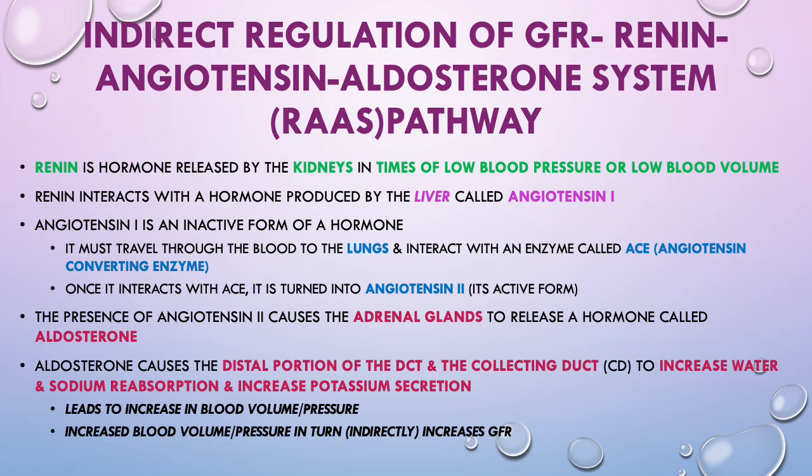Now this one is the fun part. We are going to talk about the indirect regulation of the GFR by our good friend the renin-angiotensin-aldosterone system, also known as the RAAS pathway. Starting from the beginning, renin is a hormone that we talked about that is produced specifically in the JG apparatus; for this purpose, we're going to say kidneys, okay? In times of low blood pressure or low blood volume, renin is produced in the kidneys and is going to interact with a protein from the liver called angiotensinogen, producing angiotensin I, okay? Angiotensin I is an inactive form of the hormone.